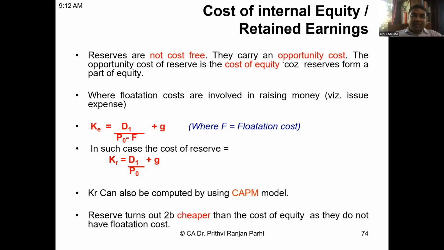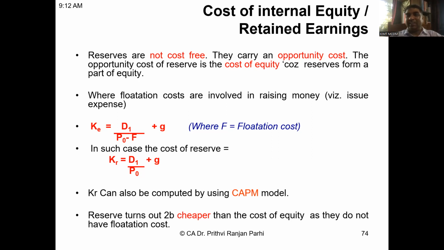But the only difference is that if the question says there is a flotation cost, then flotation cost shall be reduced from P0 when you are computing cost of equity. But in reserve, there is no flotation cost. There is no issue cost because it is already available with the company. It is internally available. When you are making a fresh issue of shares, some cost has to be incurred. So that cost needs to be reduced from the price.